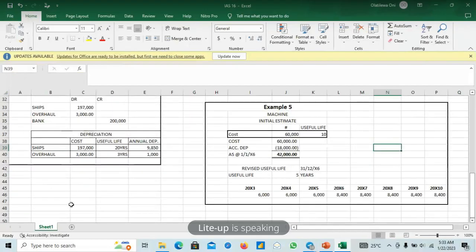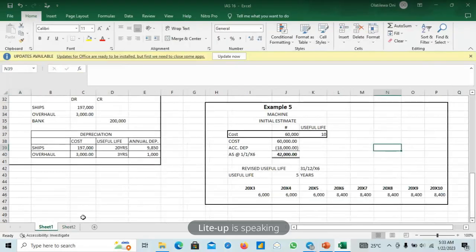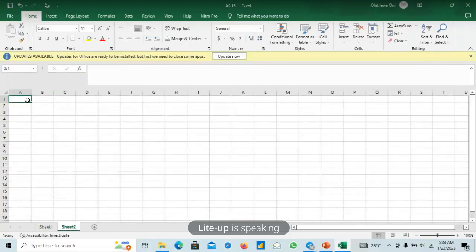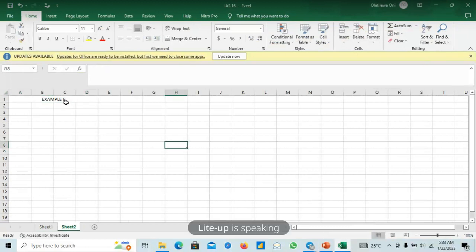So I'm going to be using the same workbook we used yesterday, but let me open a new sheet. A new sheet, and that will be example 6. Example 6. That is the example we are treating now.